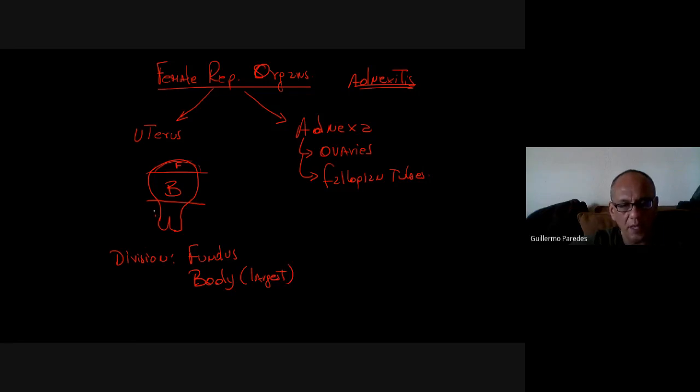Then below that, we have a structure that is called the cervix. This is the cervix. Fundus, body, and cervix. The cervix, in other words, is called the neck of the uterus.